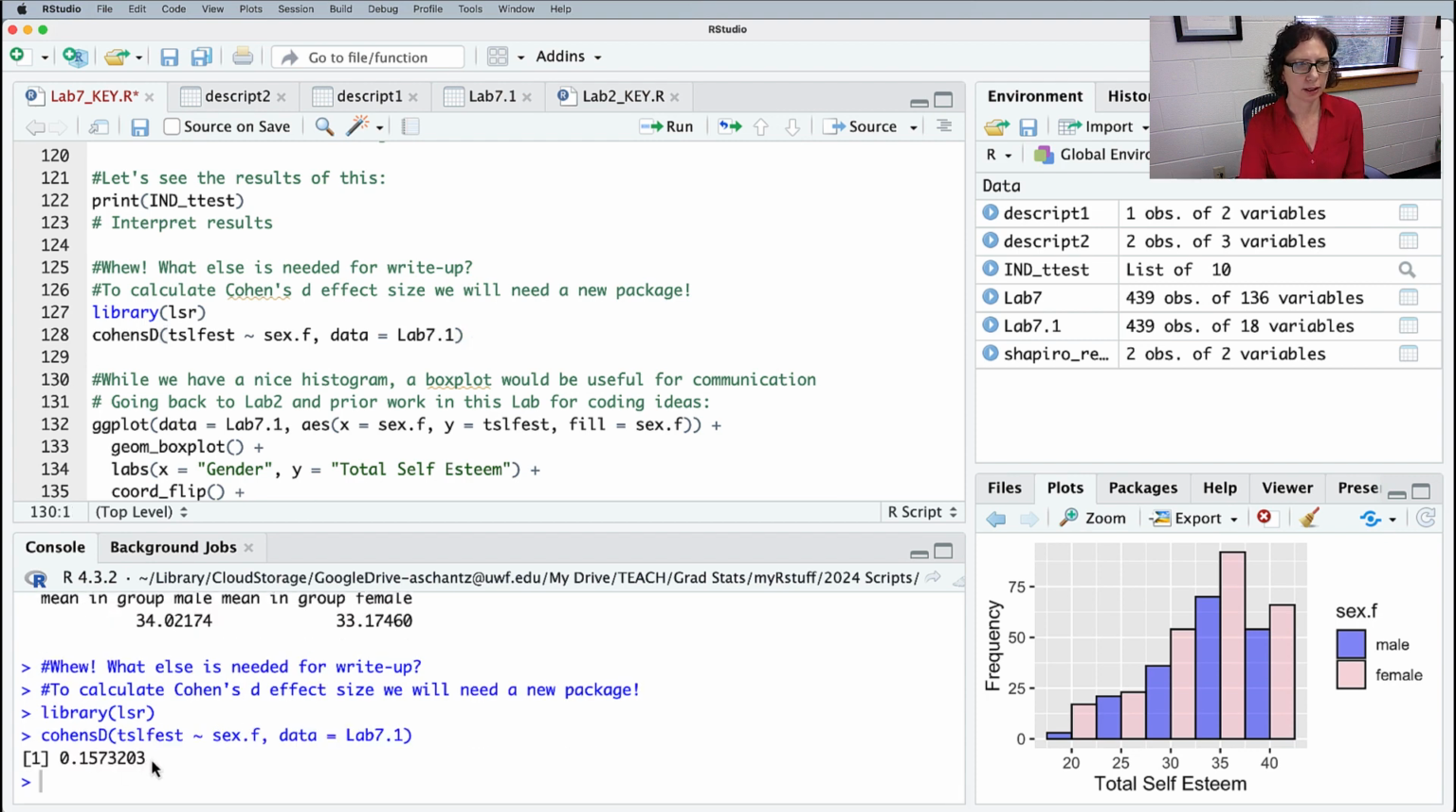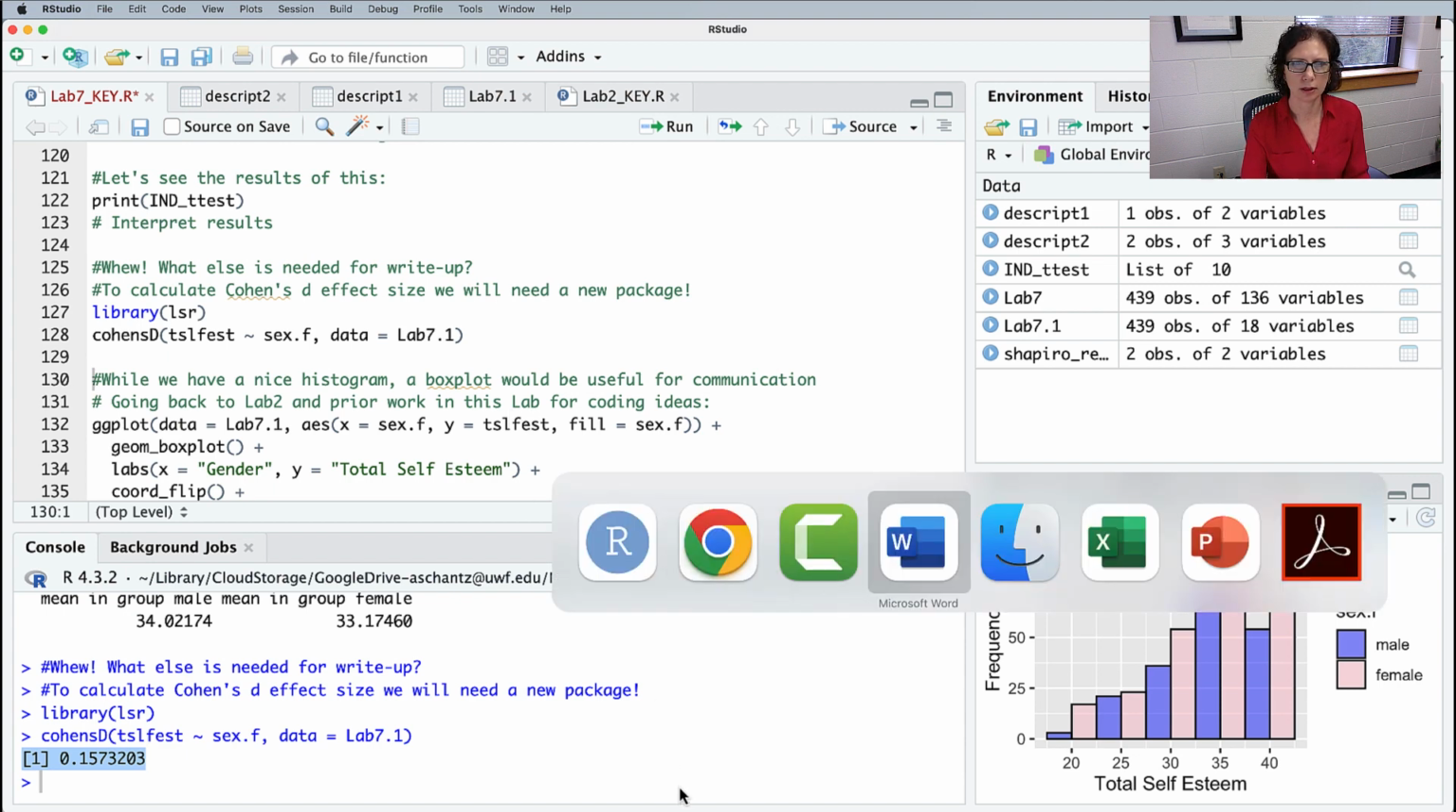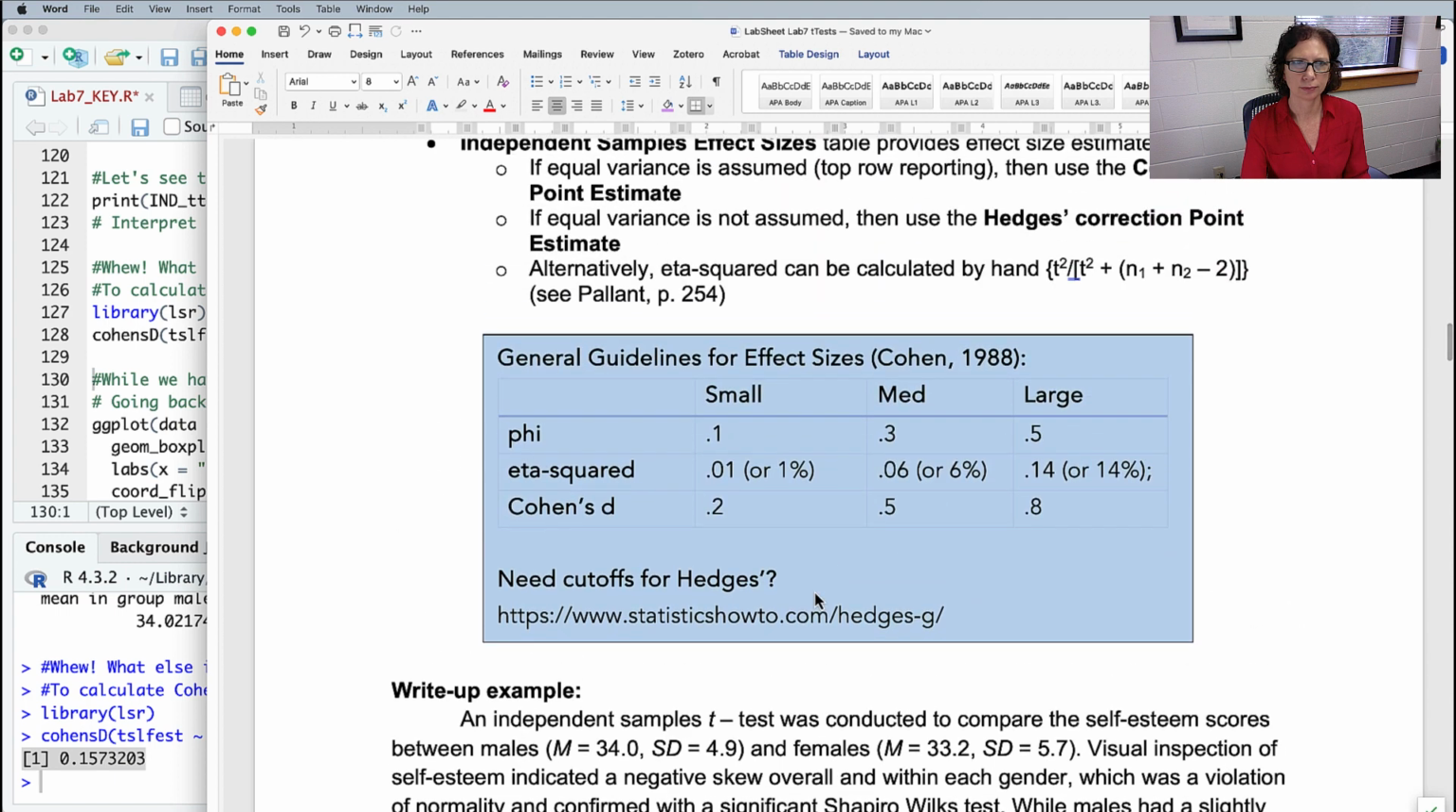And we see down here in our console that Cohen's d came in at 0.16. So we interpret Cohen's d using some cutoffs. I put them in our write-up. For Cohen's d, a 0.2 is small, a 0.5 is medium, and a 0.8 is large. And we have a 0.16, which is less than small, very little.